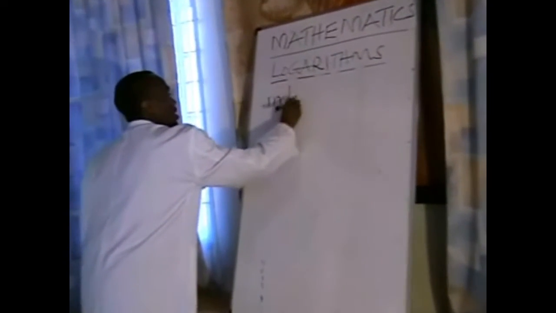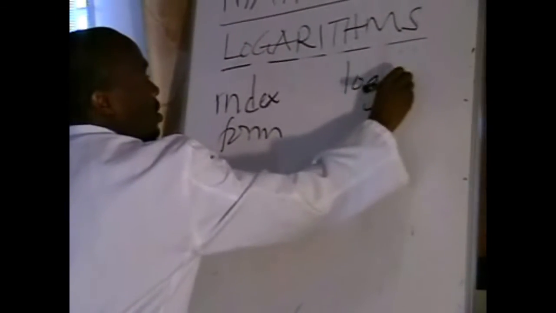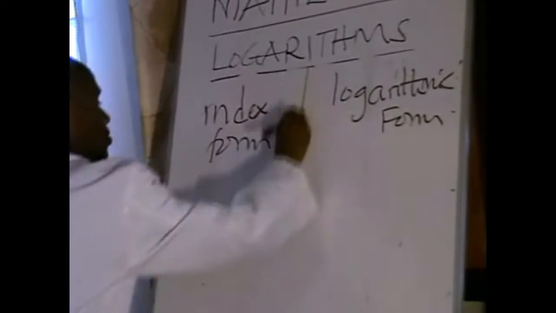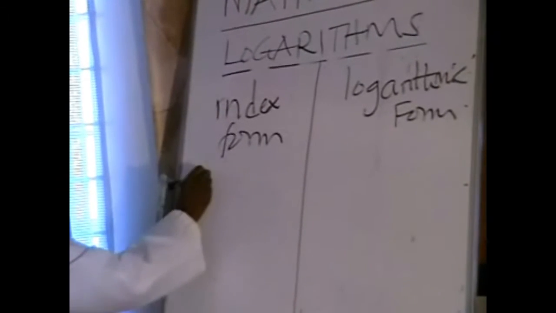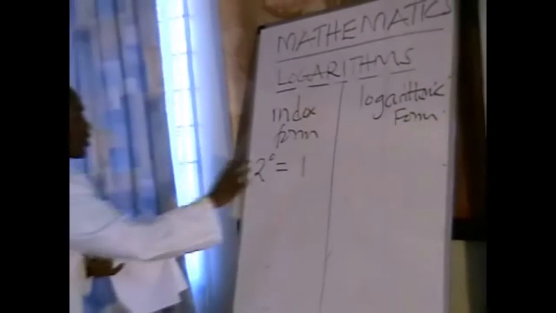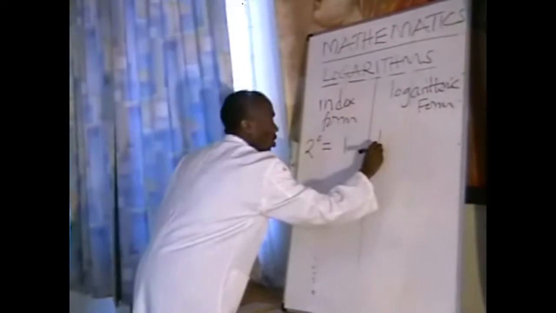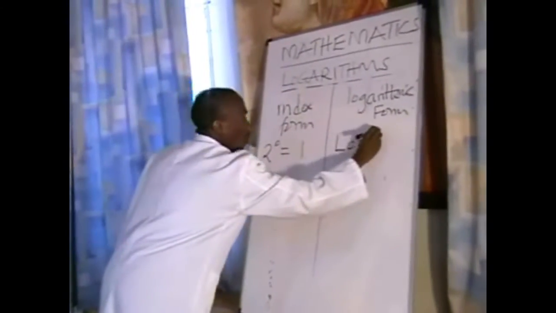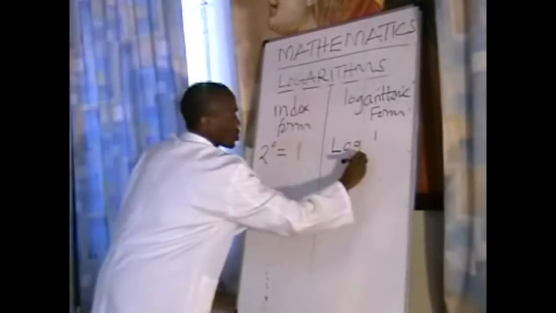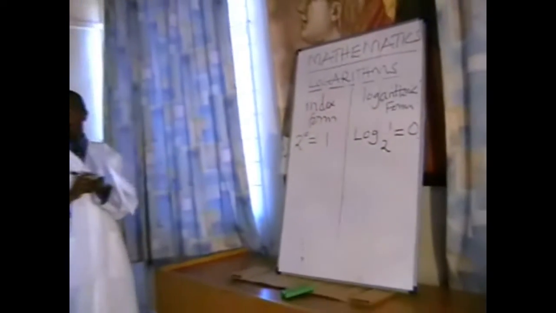So we can have index form, logarithmic form, as follows. Now we've said 2 to the power 0 is equal to 1. Now I'm saying the power is the logarithm of the corresponding number, which is 1 to base 2. So in this case it will be the log of 1 to base 2 is the same as 0. Can you see the relationship?